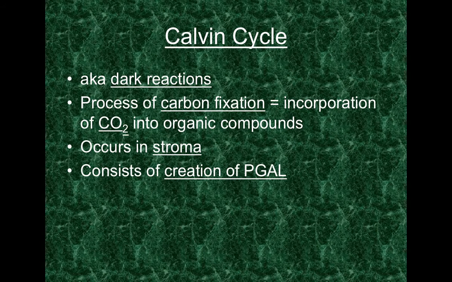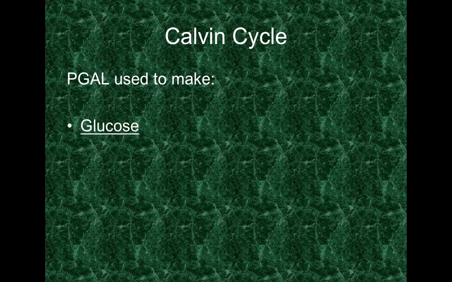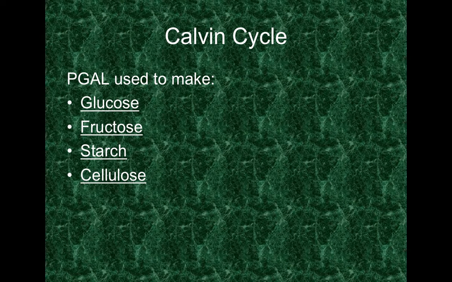Now, PGAL is important because it can be used to make things like glucose, fructose, starch, and cellulose. But in terms of what we're looking at in photosynthesis, we're looking at glucose, which is its primary use. It can be used to make these other things, but primarily, and what we think of with photosynthesis, is that glucose.